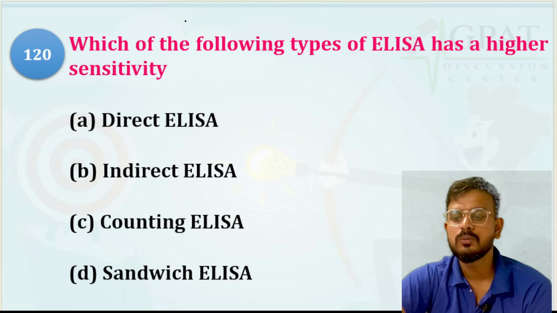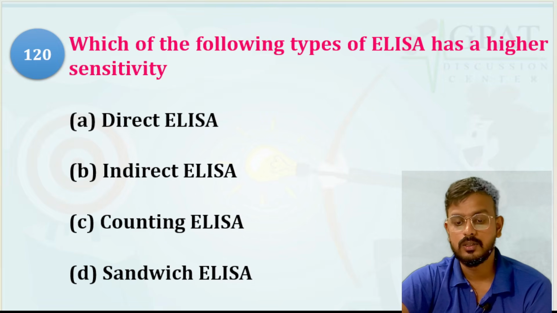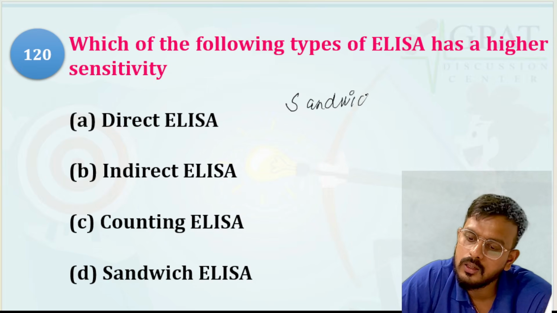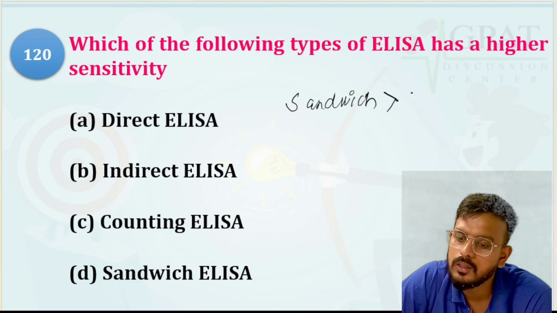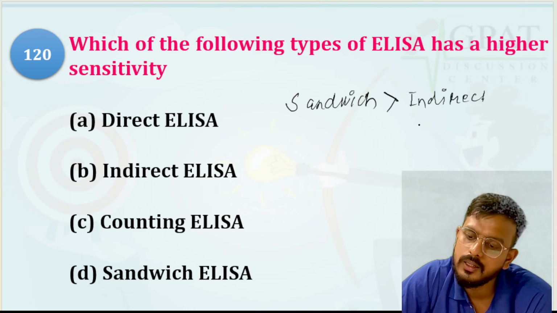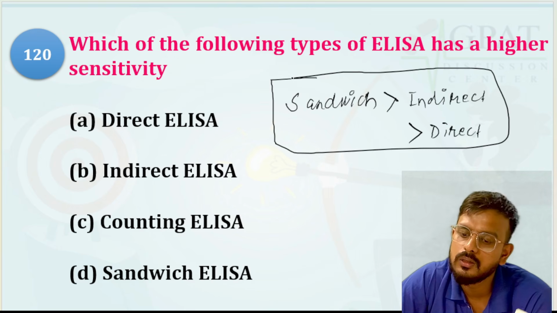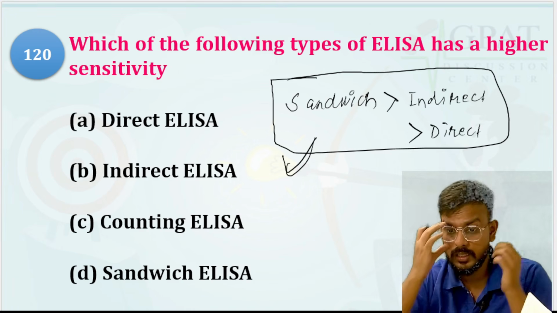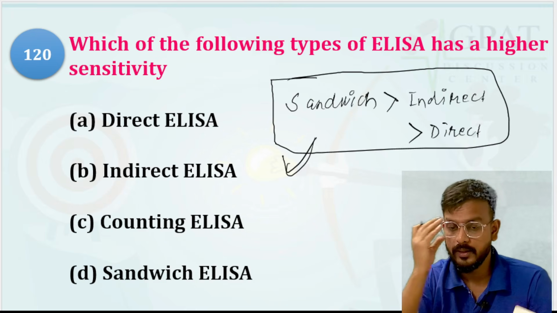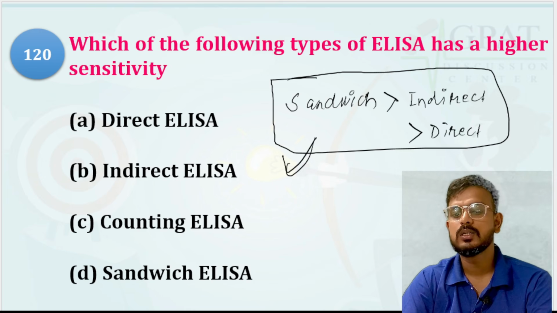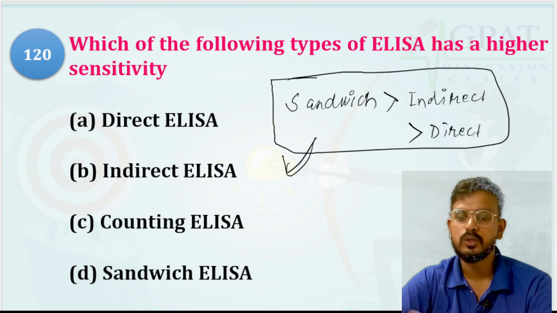Last question. Which of the following types of ELISA has higher sensitivity? Please remember the order. Sandwich ELISA is highly sensitive. Then comes indirect ELISA. Then comes direct ELISA. Please remember this hierarchy. The most sensitive ELISA is sandwich ELISA. Next is indirect ELISA. Next is direct ELISA.